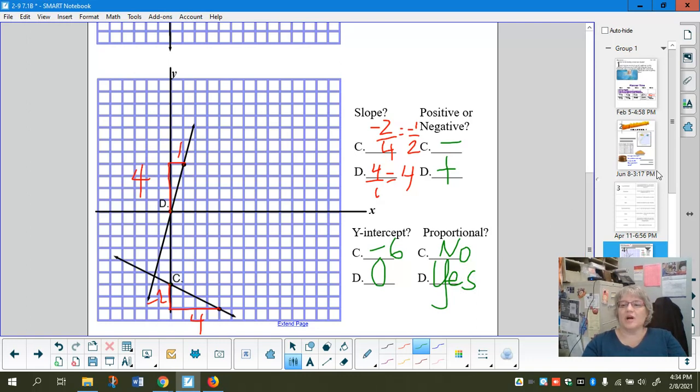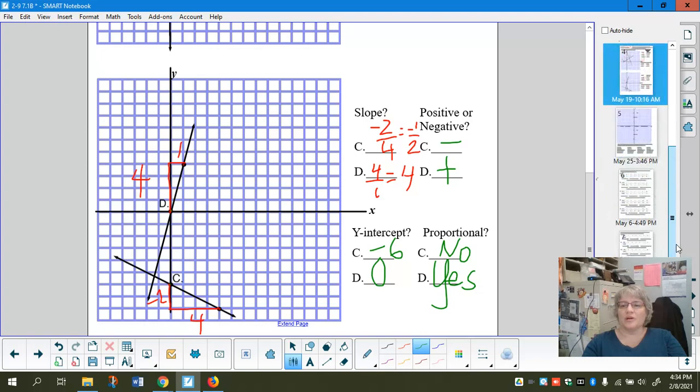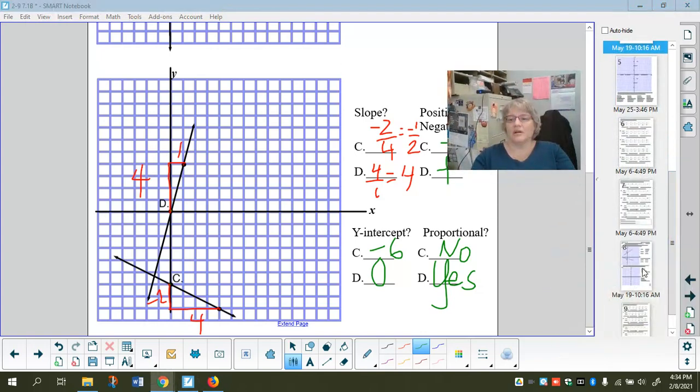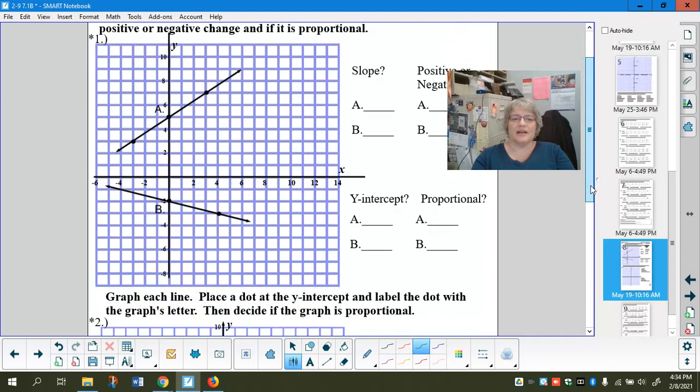All right, if you wanted to right now, you could pause the video, go to the homework, and on the homework, the first part says find the slope, is it positive or negative? Find the y-intercept, is it proportional? You could do question number 1 right there right now.